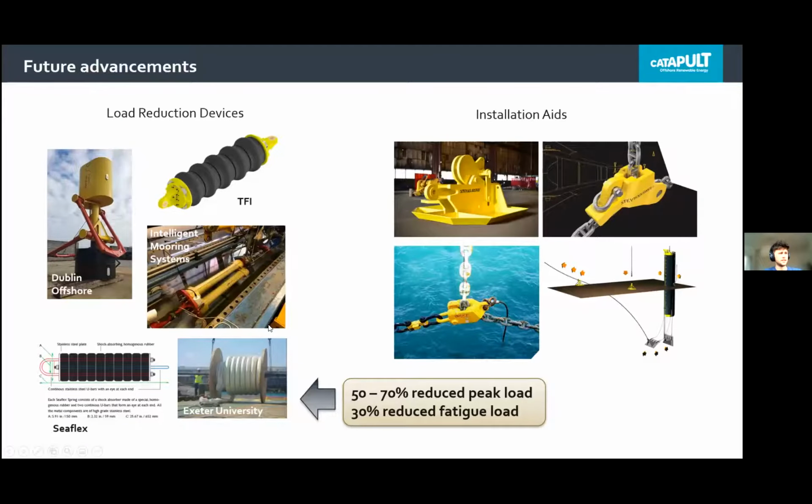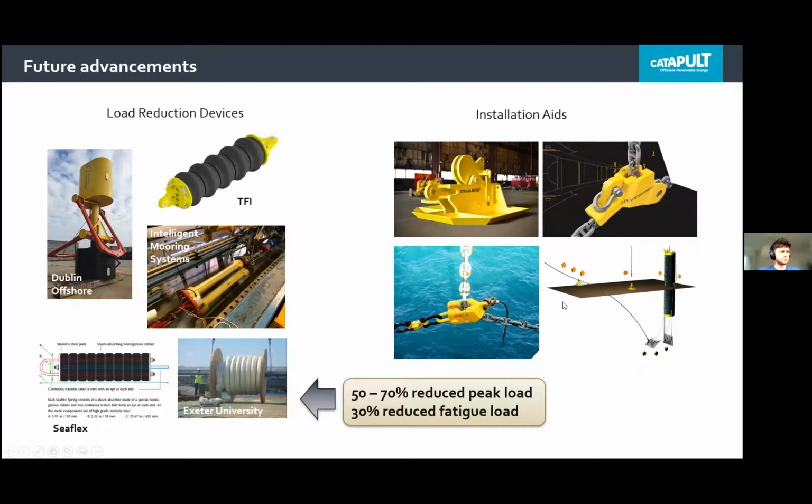And future advancements. So there's many things coming online which could help see great reductions in mooring scopes and mooring loads. One of these is load reduction devices, where you can see a number of them here. These act like suspension on a mooring system and take out many of the peak loads and also reduce fatigue loads. So these developers say they can achieve 50 to 70% reduced peak loads and around 30% reduced fatigue loads.